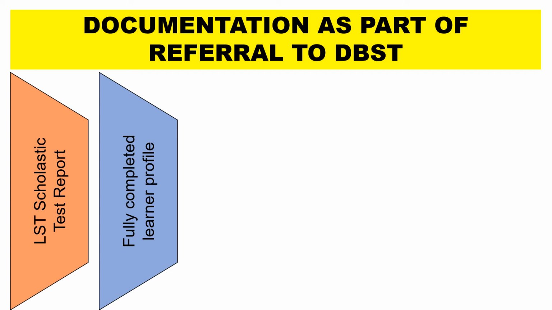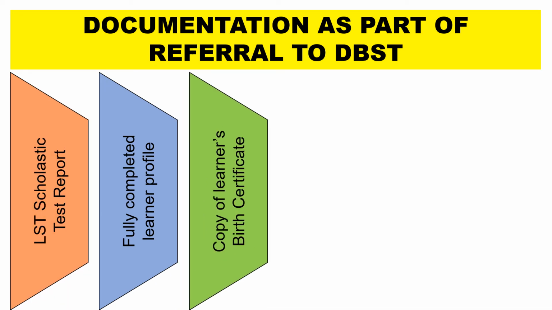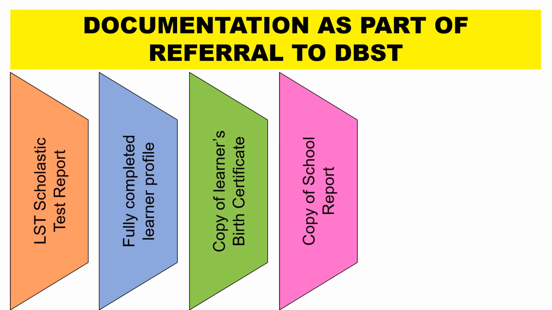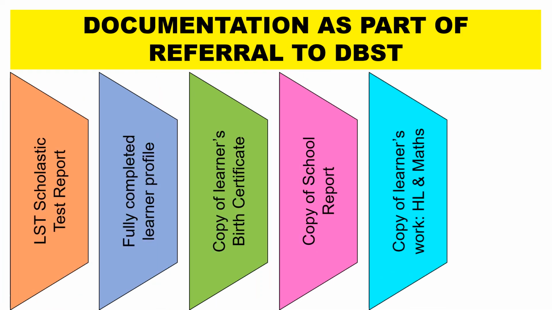A fully completed learner profile. Of course, all of these are copies of originals. We never send in originals. A copy of a learner's birth certificate. Now you see why it is so important for us to have that in the learner's profile. Otherwise, I need to request it from the parent and it takes more time. A copy of a learner's school report. In this case, it will be the copy of a previous year's school report. In other words, December 2020.